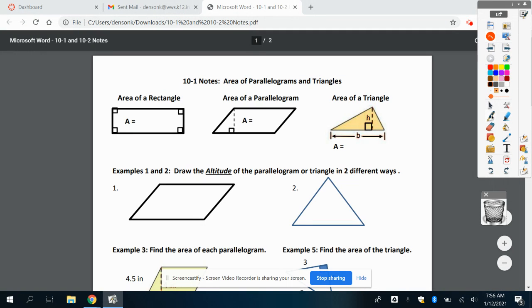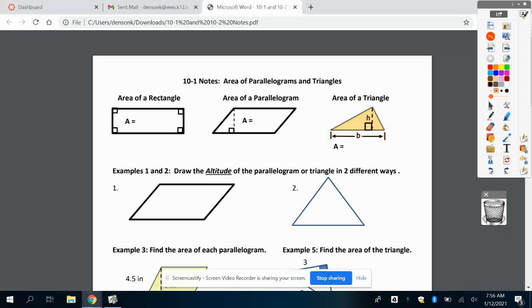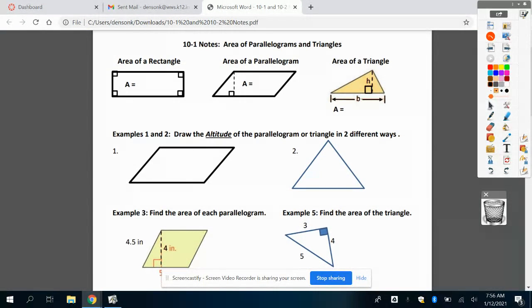All right, guys. So today's video is the start of chapter 10. So we're going to be looking at 10.1 and 10.2. And chapter 10 is all about area. So we'll be looking at area of different shapes and how we can go about those using different things that we have already learned. So 10.1 to start off with is specifically over the area of parallelograms and triangles.